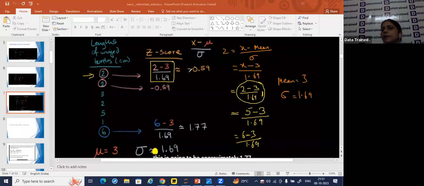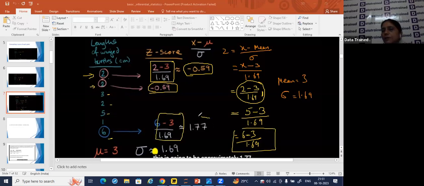That is equivalent to minus, and if you calculate it, it gives you a value of minus 0.59. This is the z-score value, and the same minus 0.59 will be the value for 2. For 3, it will be 0 because 3 minus 3 is 0. For 5, it is 5 minus 3 divided by 1.69, and for 6, 6 minus 3 divided by 1.69. So what is the z-score value? One gets 1.77.